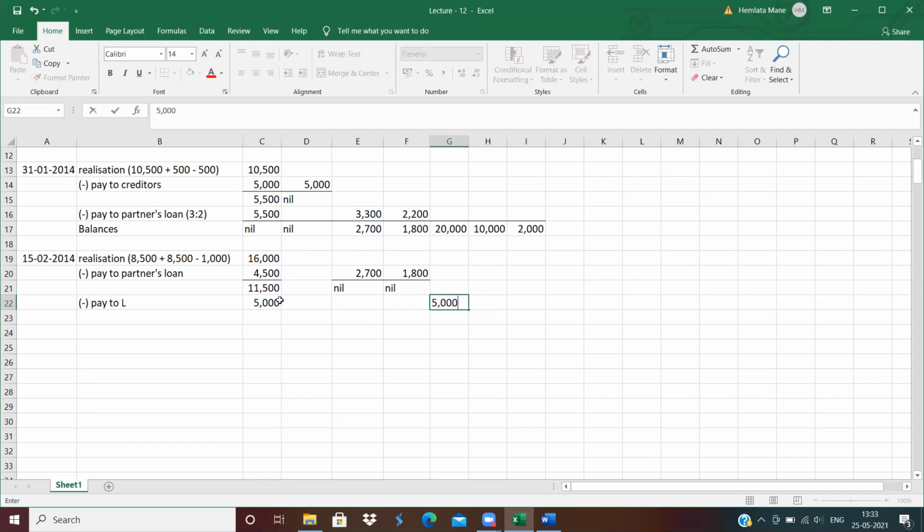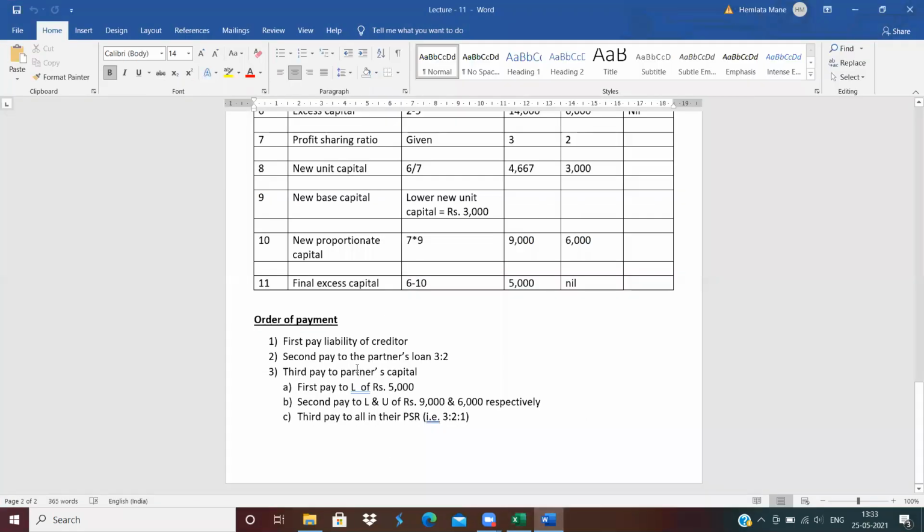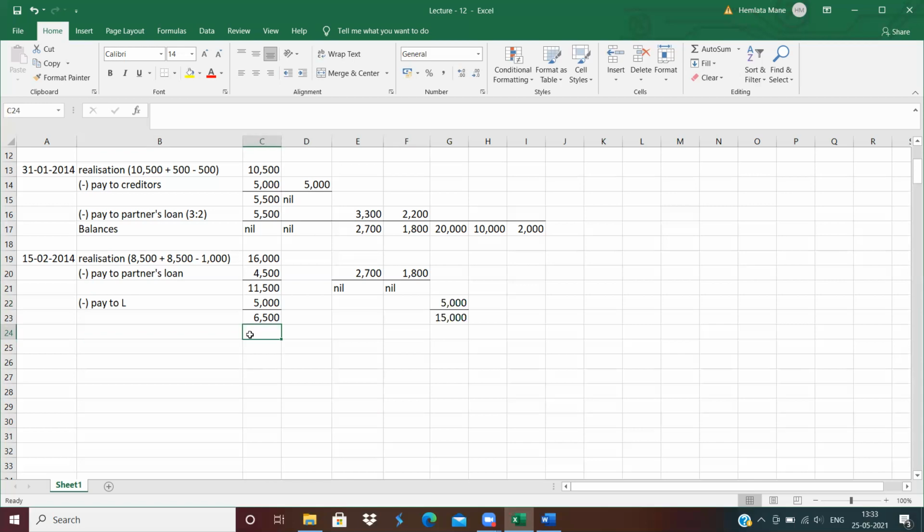Okay. Then write down the balances. 11,500 minus 5,000 means 6,500. Write down 6,500. And here 15,000. Right? Now second paid to whom? Now second paid to L and U: 9,000 and 6,000 means total 15,000. But only 6,000 amount is remaining.